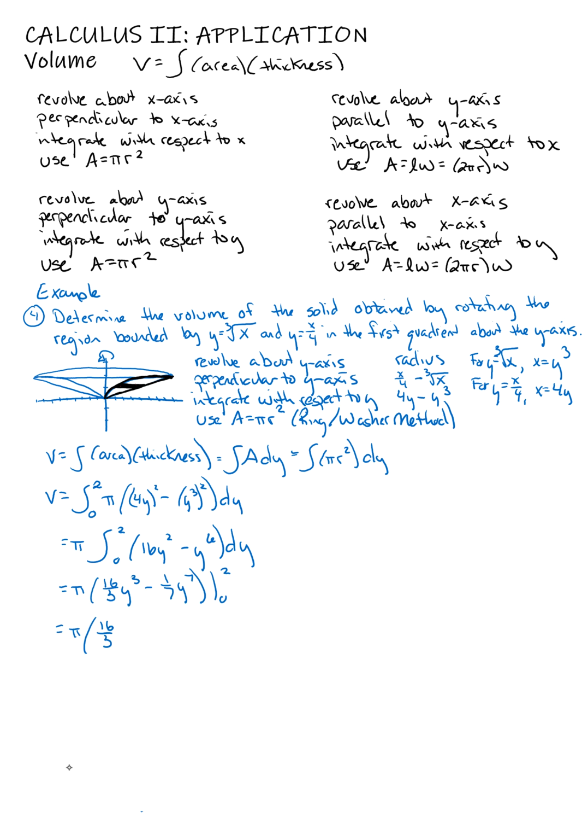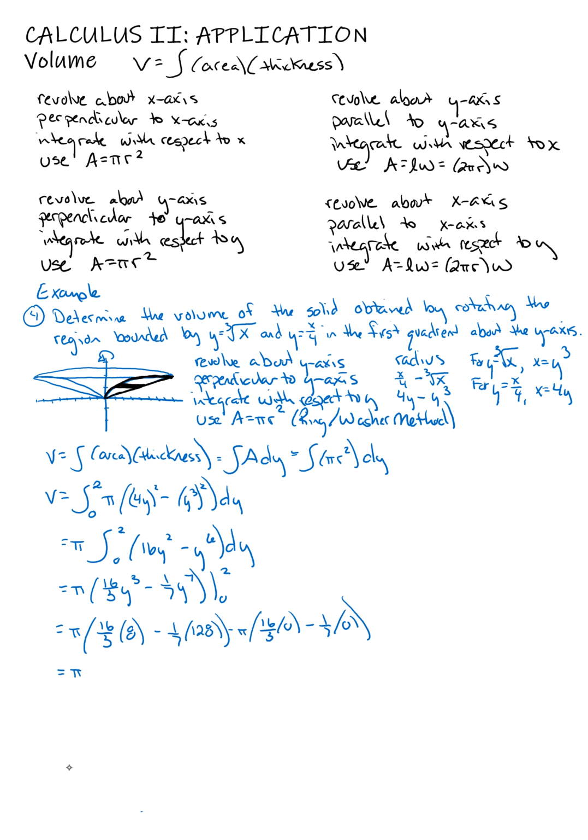So let's see. 2 cubed is 8. 2 to the 7th is 128, I believe. 0 cubed is 0. 0 to the 7th is 0. Like those zeros in there. Oh, don't forget there is a pi in here. Let's just do that.